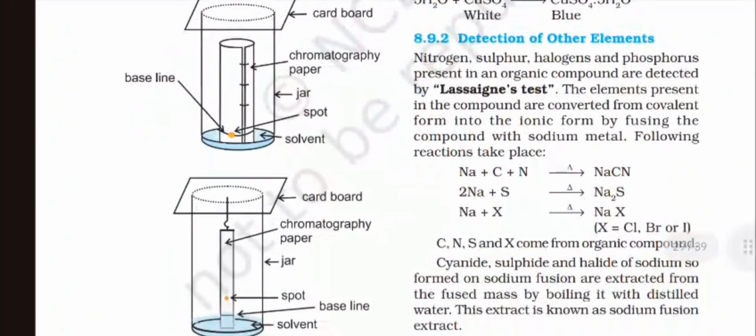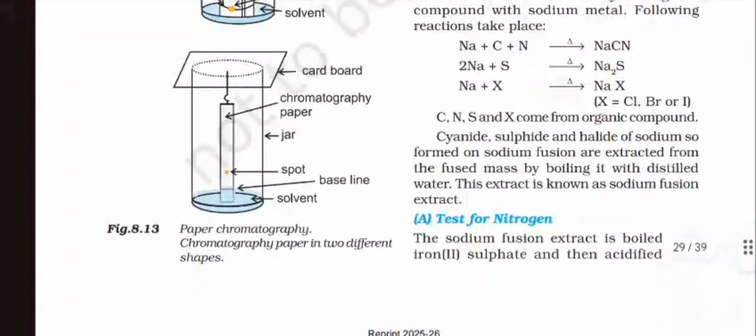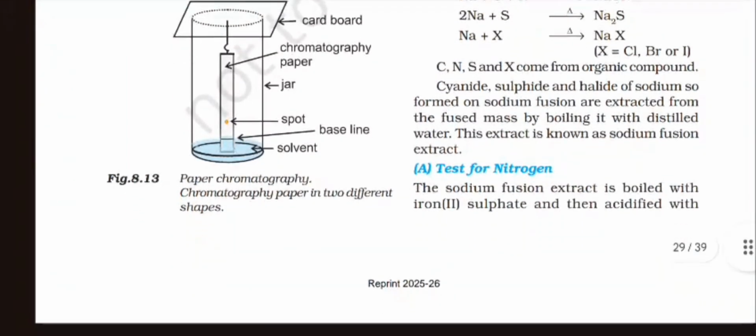Detection of other elements. Nitrogen, sulfur, halogens, and phosphorus present in an organic compound are detected by the Lassaigne's test. The elements present in the compound are converted from covalent form into ionic form by fusing the compound with sodium metal. C, N, S, and X from the organic compound form cyanide, sulfide, and halides of sodium. These are formed on sodium fusion and are extracted from the fused mass by boiling it with distilled water. The extract is known as sodium fusion extract.